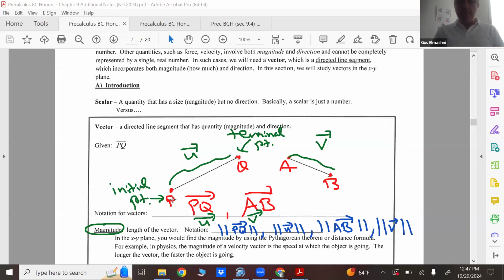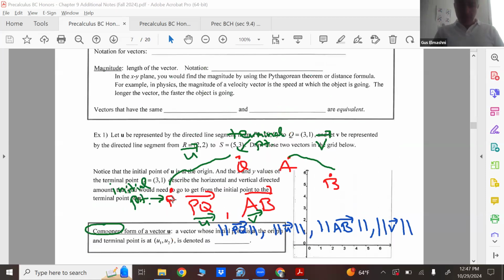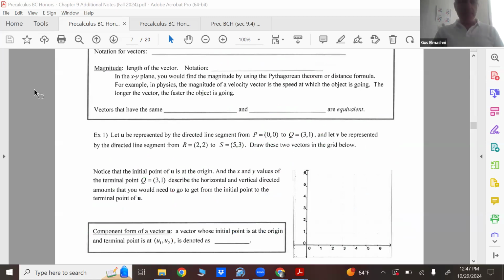So vectors that have the same magnitude and direction are considered equivalent vectors, just so you know. And to find the magnitude, a lot of it is going to involve the Pythagorean theorem or the distance formula, just so you know. We'll do that in just a moment.